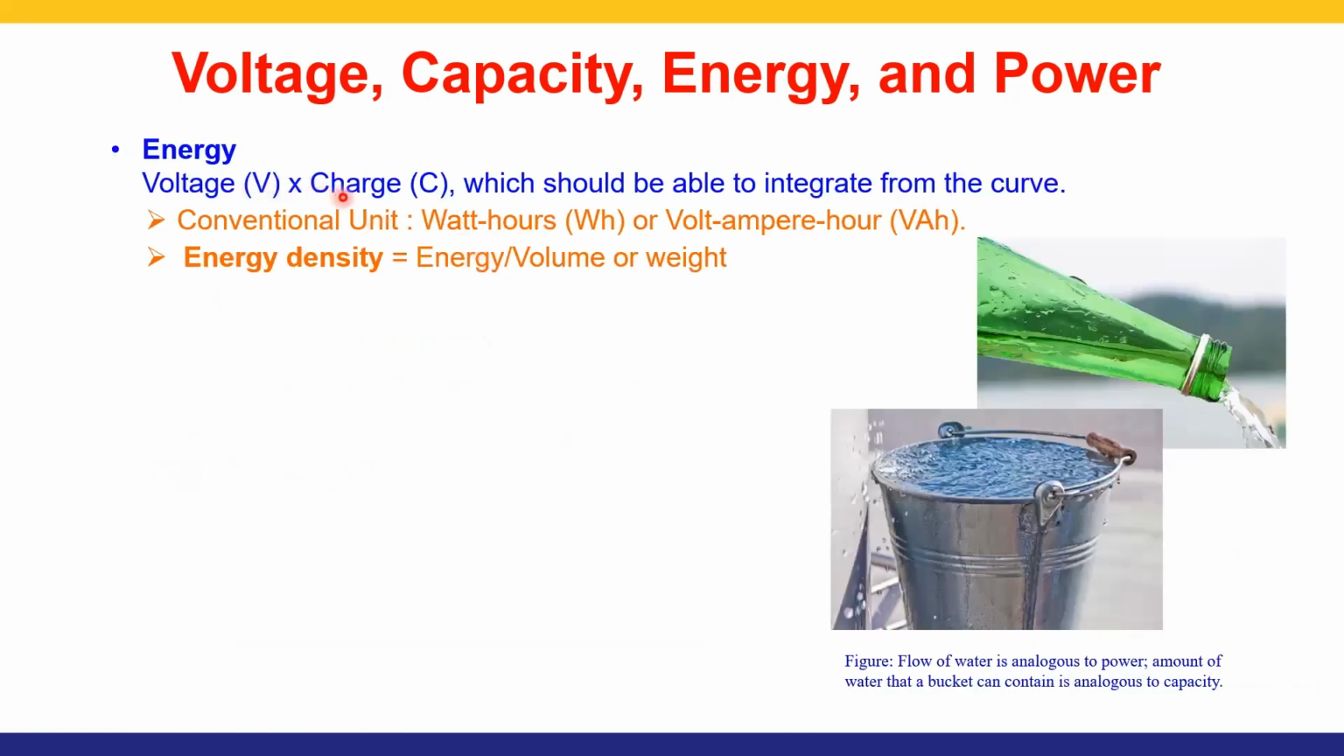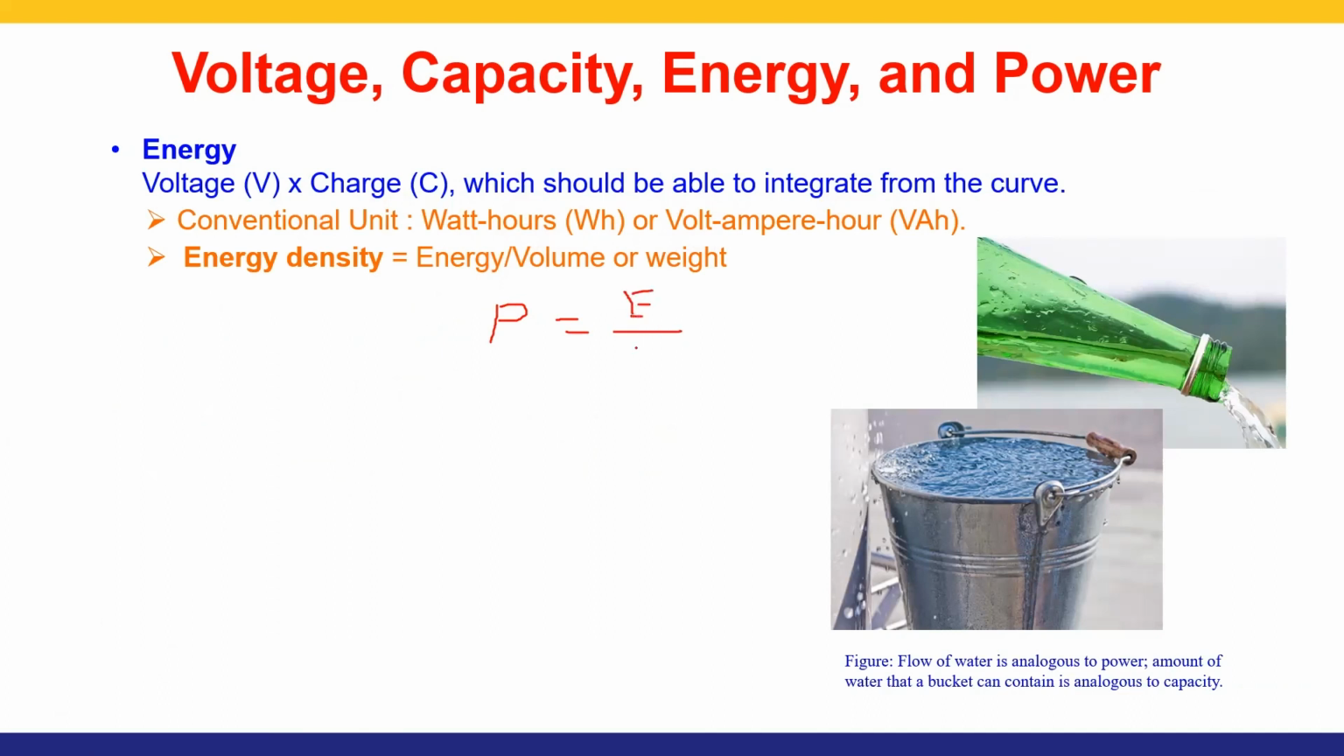Energy is defined by voltage times the charge, and it can be integrated from the area underneath the V-C curve. The conventional unit is watt-hour or volt-ampere-hours. So where do the watts come from? Watts actually is the unit of power. So we know that energy equals power times time. So we have watt times hour.